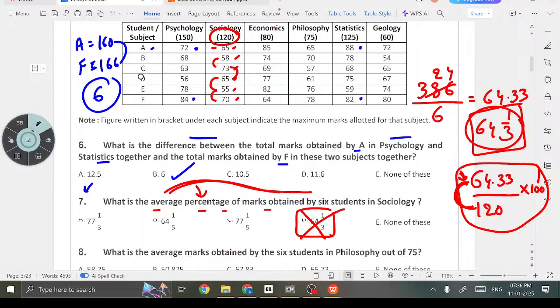It should be a little bit more than 50%. So in my options, I will check which option is more than 50%. Here it is not more, here it is not more, here it is not more, here it is not more. I mean, it is more, but it is too high. Okay, I want something which is close to 50. So here I will take "none of these."